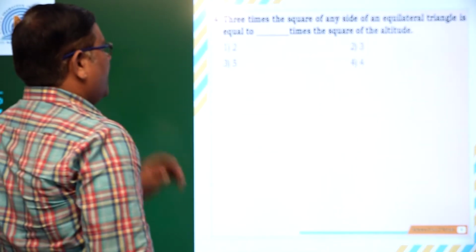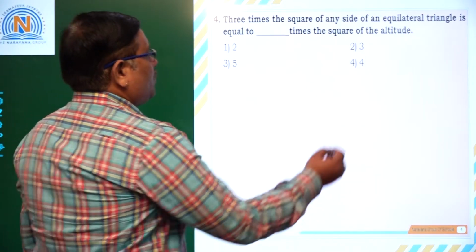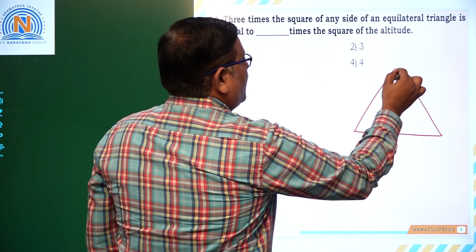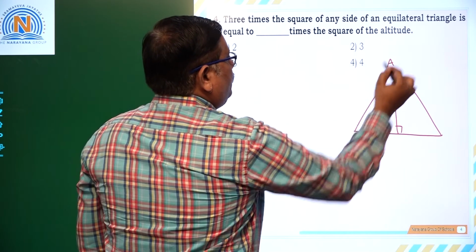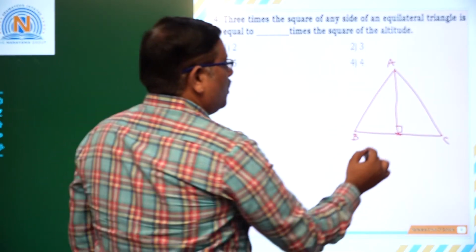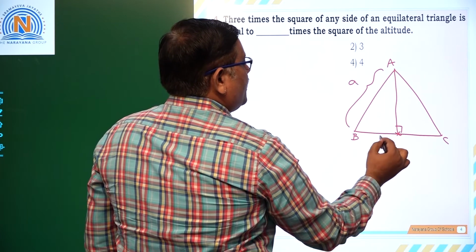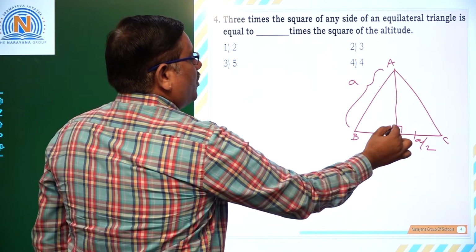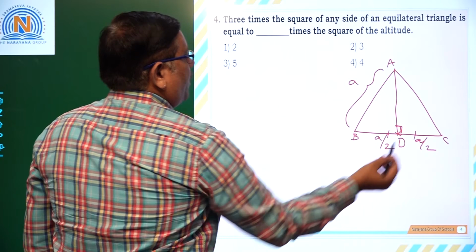3 times the square of any side of an equilateral triangle is equal to dash times the square of the altitude. Let us suppose this is an equilateral triangle. All 3 sides are equal in length. Let us take the altitude on the base. We know that in an equilateral triangle, the altitude divides the base into 2 equal halves. So, if this length is some A, this is A by 2. This is also A by 2 because these two lengths are same. And one more thing, it is right angle here. So here this is D that we take.